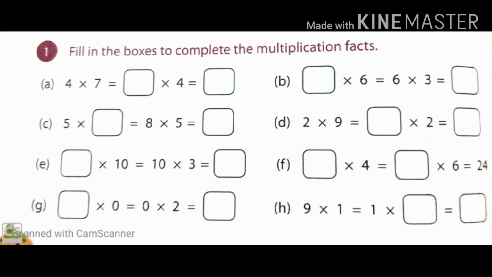2 into 9 equals to dash into 2 equals to dash. Dash into 10 equals to 10 into 3 equals to dash. Dash into 4 equals to dash into 6 equals to 24. Dash into 0 equals to 0 into 2 equals to dash. 9 into 1 equals to 1 into dash equals to dash.